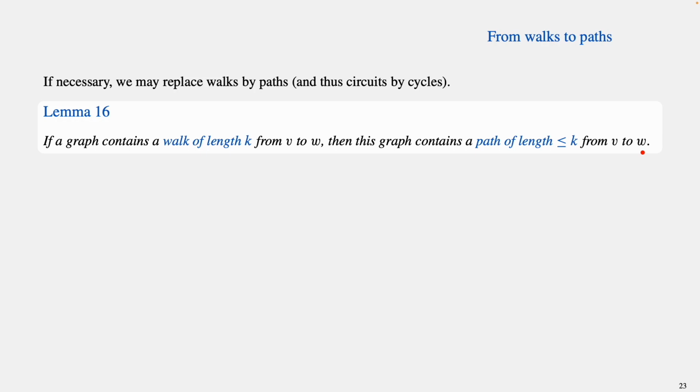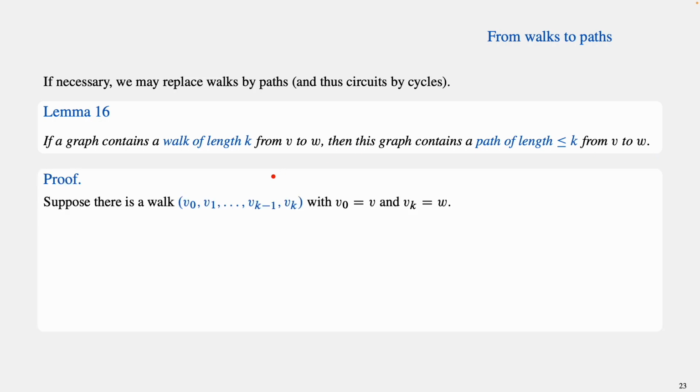And this may seem intuitively clear if you think about it, but it's a good opportunity for us to finally prove something in this lecture. So suppose there is a walk v0, v1, ..., v_{k-1}, vk, starting at v, ending at w.